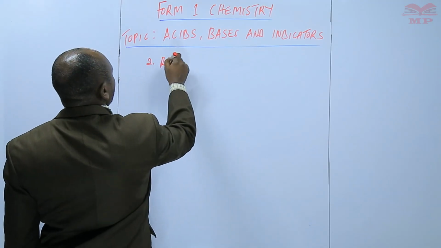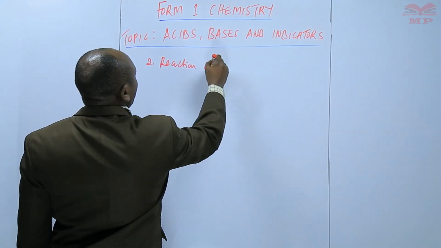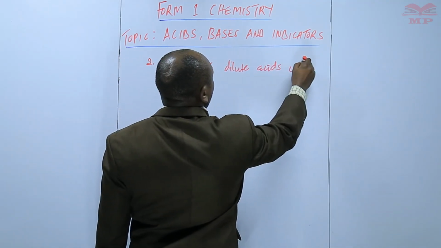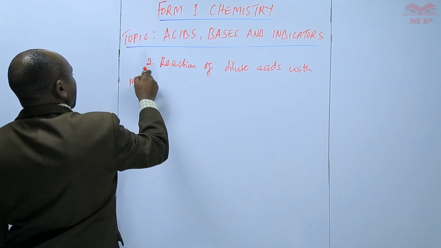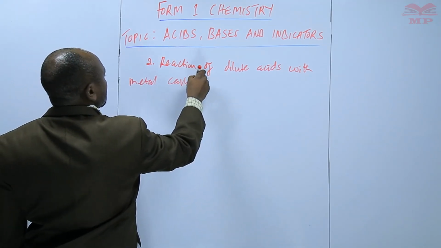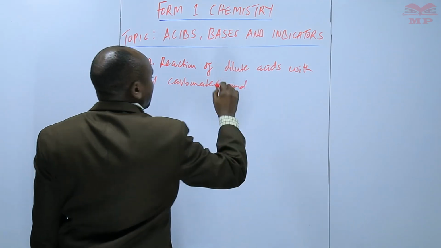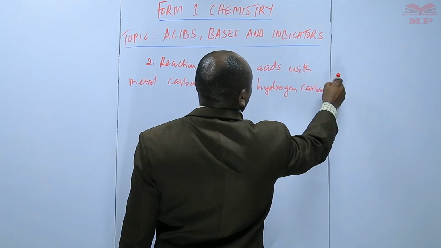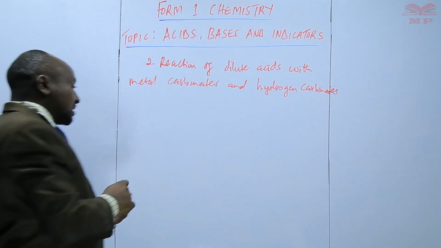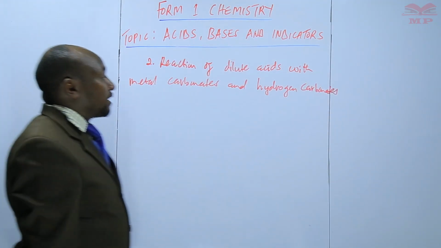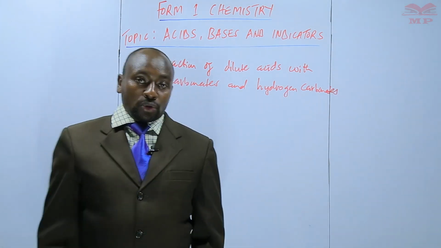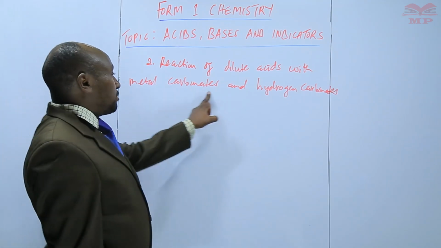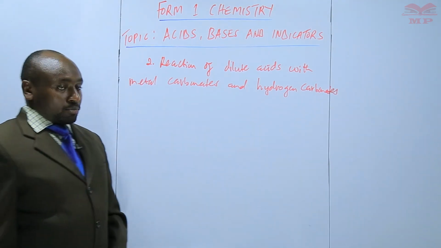So number two, reaction of dilute acids with metal carbonates and hydrogen carbonates. The first property we had seen earlier was the reaction of dilute acids with metals, pure metals. But now we are going to look at how acids react with metal carbonates and hydrogen carbonates.